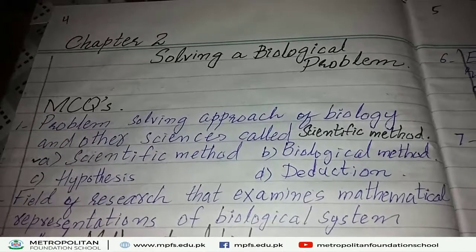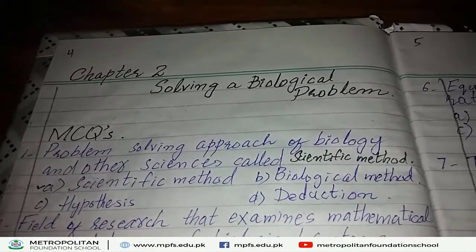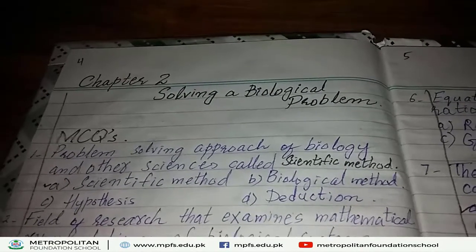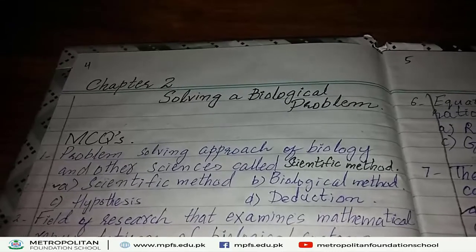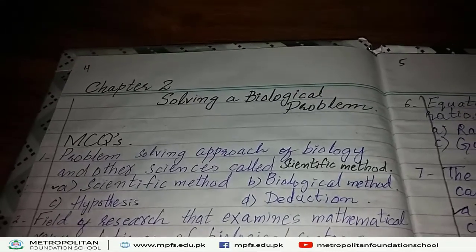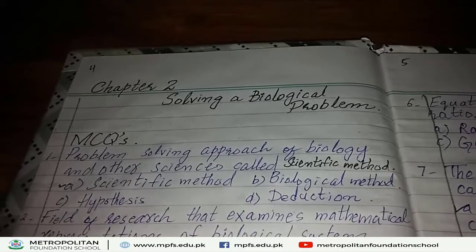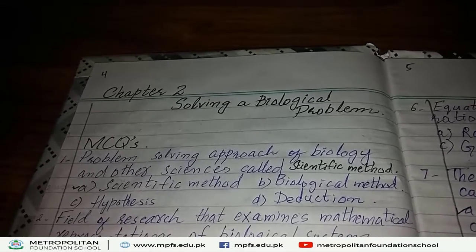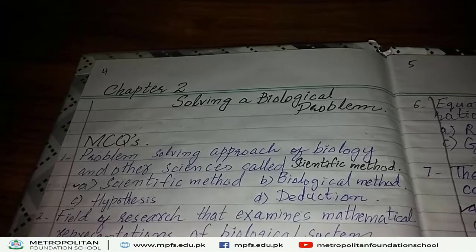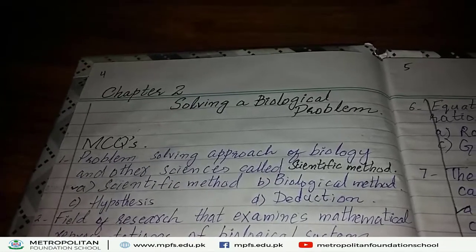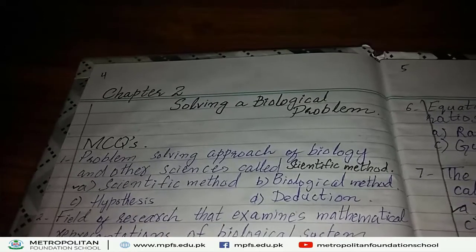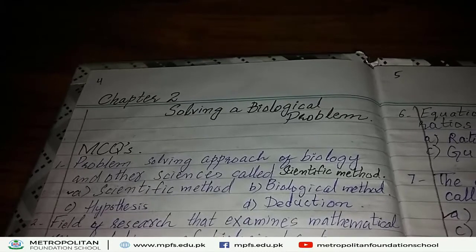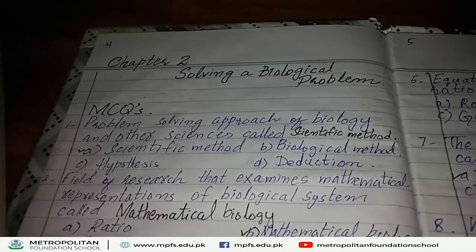MCQ number 1. Problem solving approach of biology and other sciences is called option A, scientific method, option B, biological method, option C, hypothesis, and option D, deduction. So students, a scientific method is important in which we study different biological problems. This method is called scientific method. So the correct option is option A, scientific method.